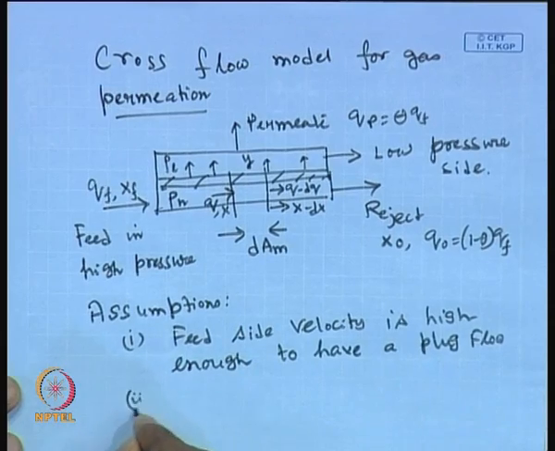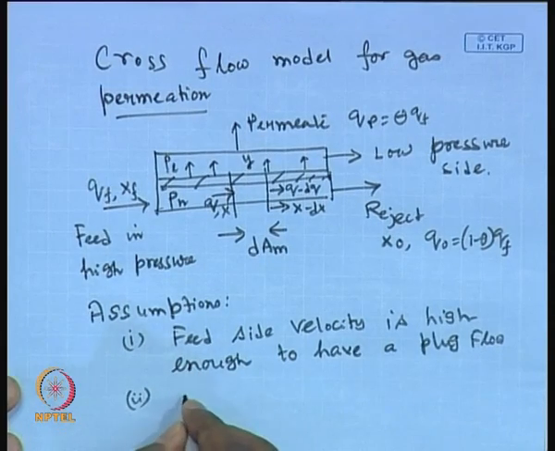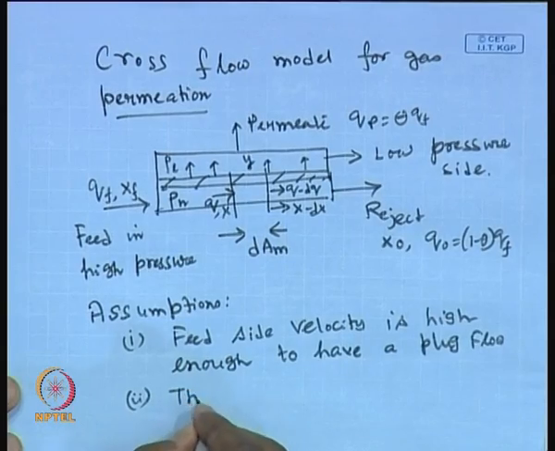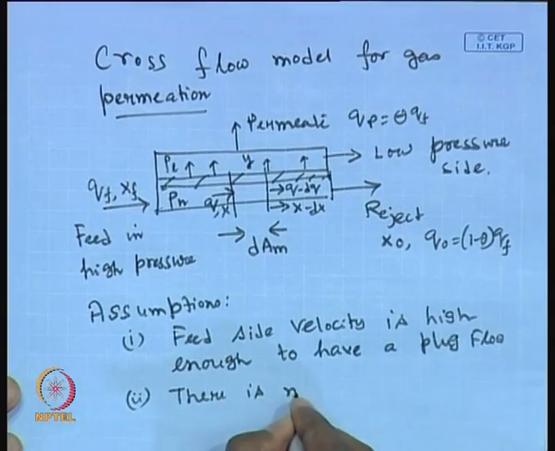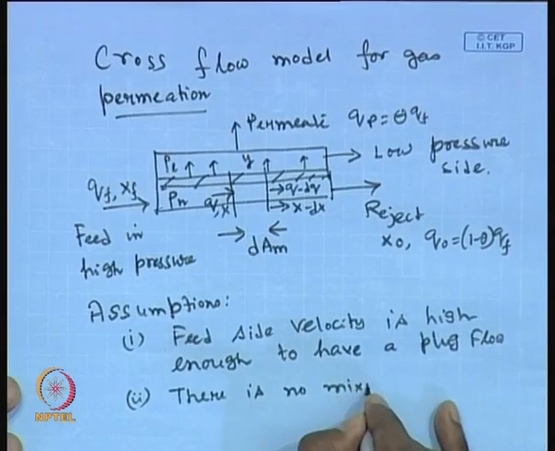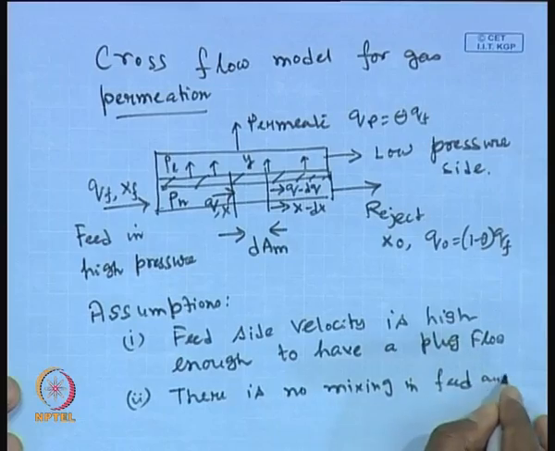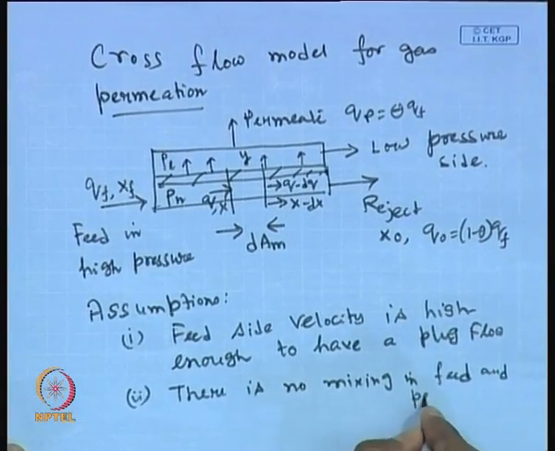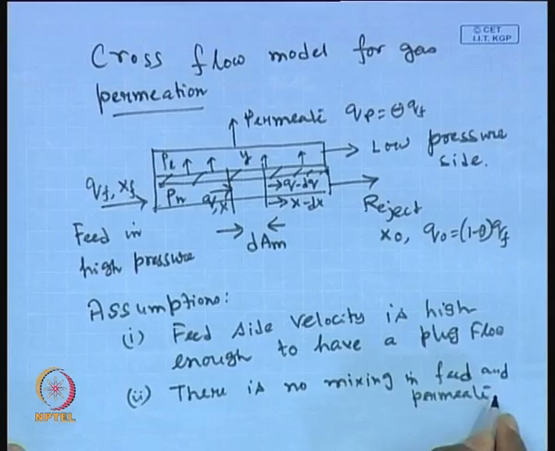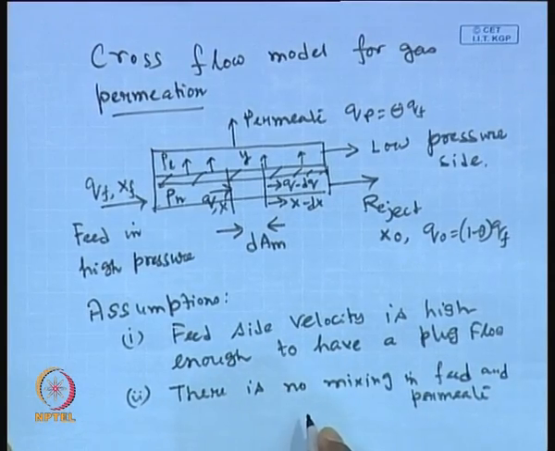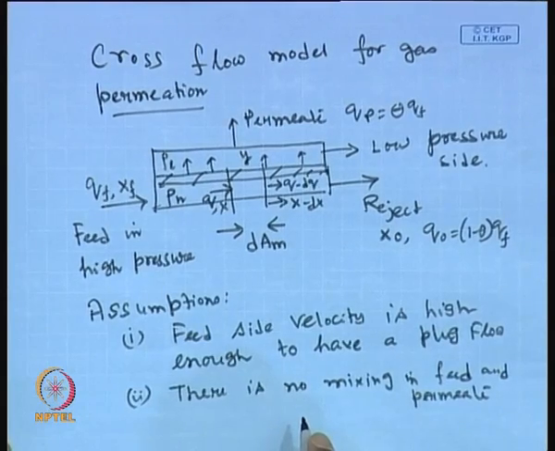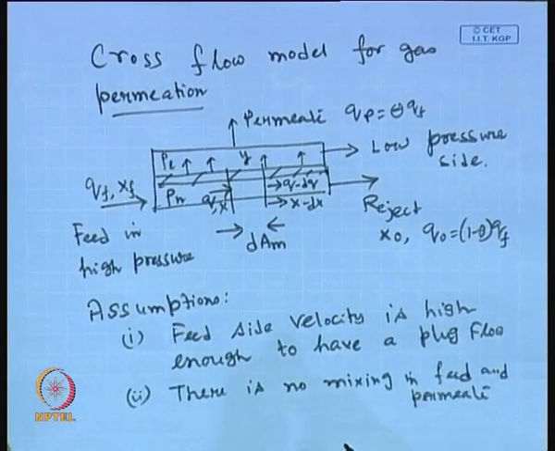Okay. Secondly, in the permeate, there is no mixing in feed and permeate. So, there lies the difference between this model and the earlier model. In the earlier configuration, we assumed complete mixing on the feed side as well as on the permeate side, so we assumed a completely stirred tank model or completely mixed model. In this case, it is a plug flow.